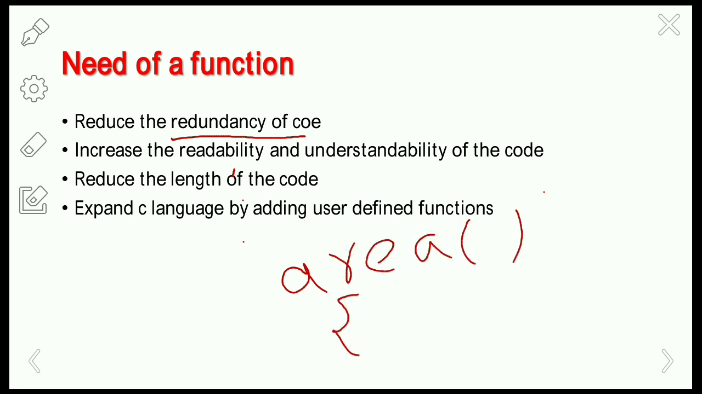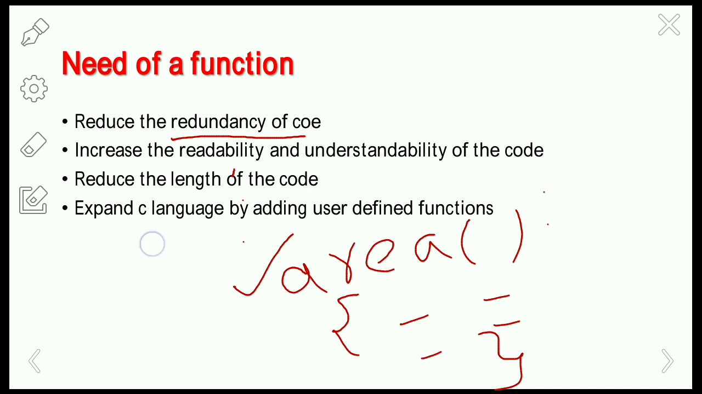In this I'm going to define certain statements for calculating the area of the rectangle. Whenever I need this function, I will simply call it in the program. So it is going to reduce the redundancy of the code. Similarly, it is going to increase the readability and understandability of the code, and it will reduce the length of the code, right? Instead of rewriting the same code many times, we reduce the length of the code.